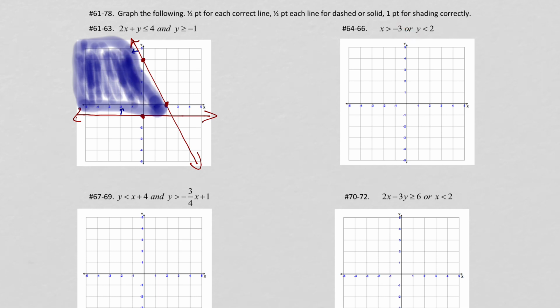This one's an or, so you're going to shade everything, not just the intersection. So x is greater than negative 3 is a dashed line because there's no equal sign. At negative 3, it's vertical. y is less than 2. At 2 on the y-axis, we'll draw a horizontal line. And again, it's dashed because there's no equal.